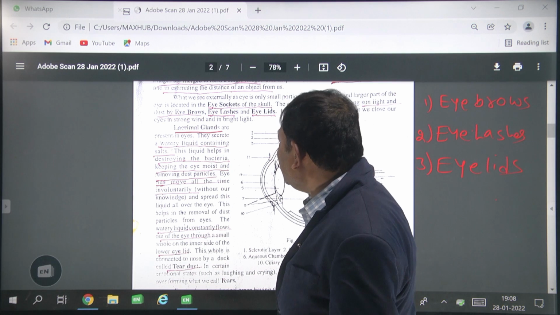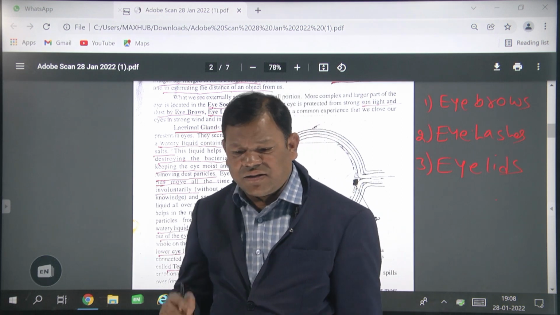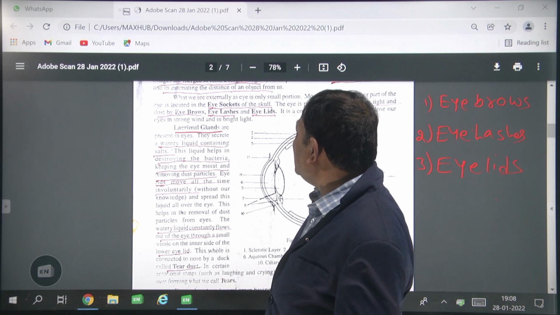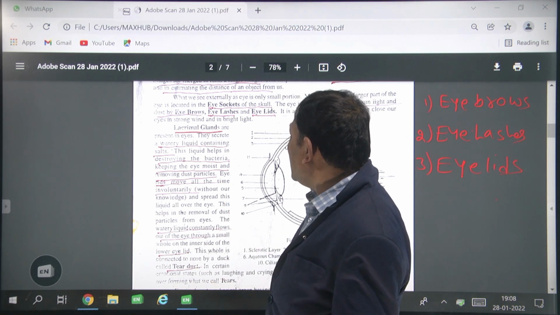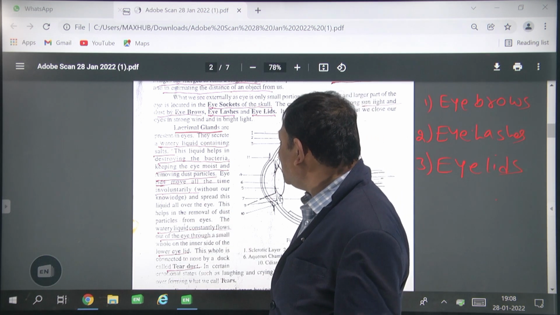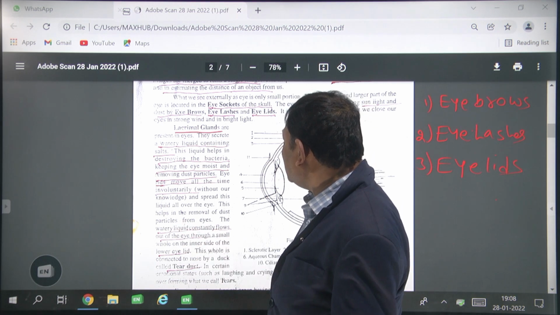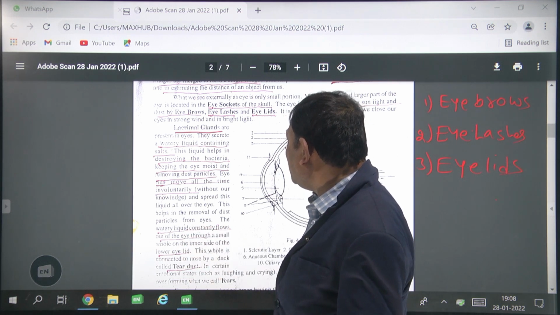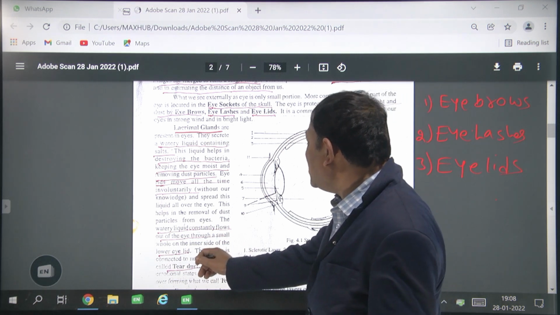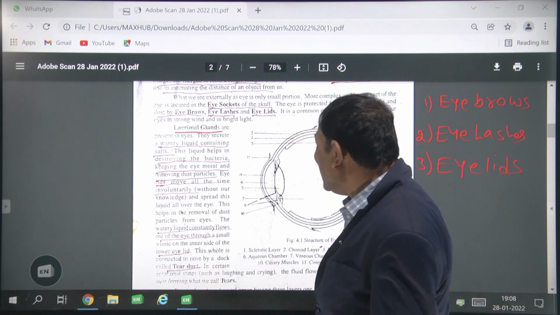Next, eyelids always move all the time, involuntarily, without our knowledge, and spread this liquid all over the eye. This helps in the removal of dust particles from the eyes. The watery liquid constantly flows out of the eye through a small hole in the inner side of the lower eyelid. This hole is connected to the nose by a duct called the tear duct.